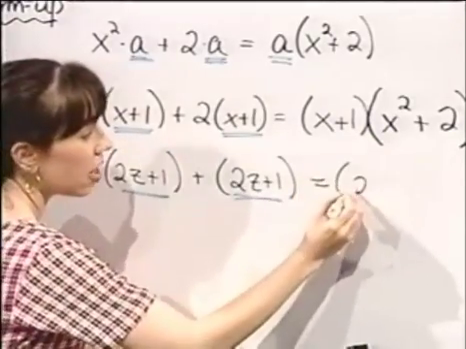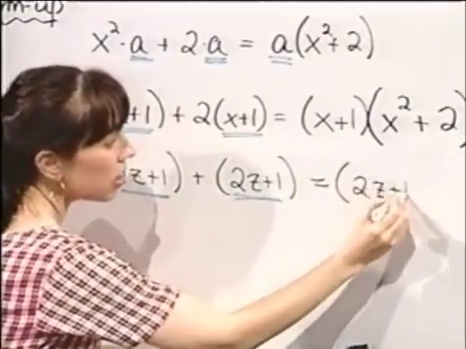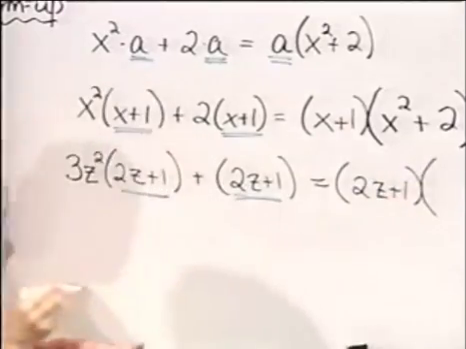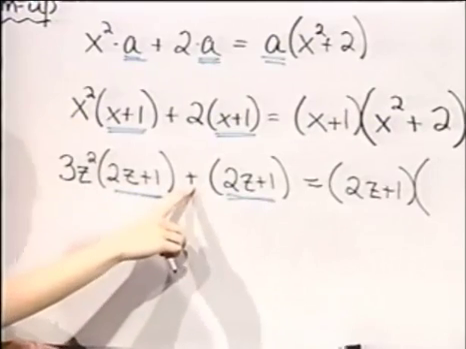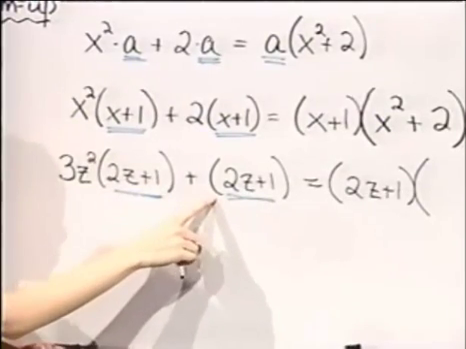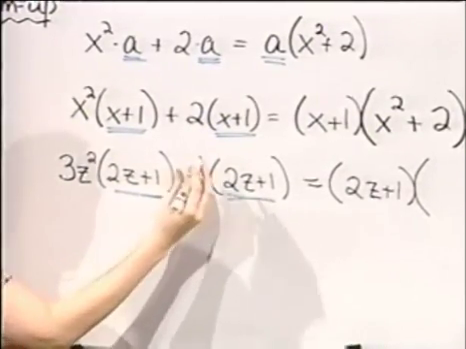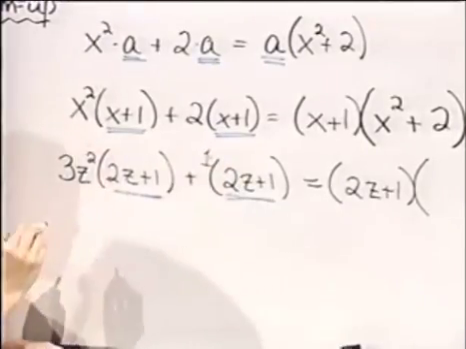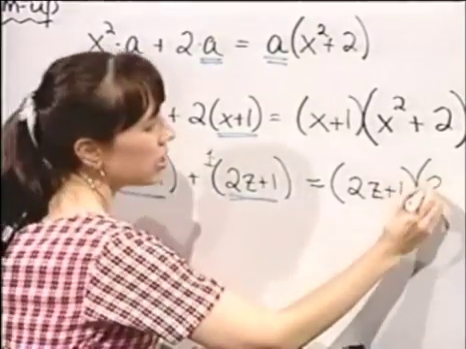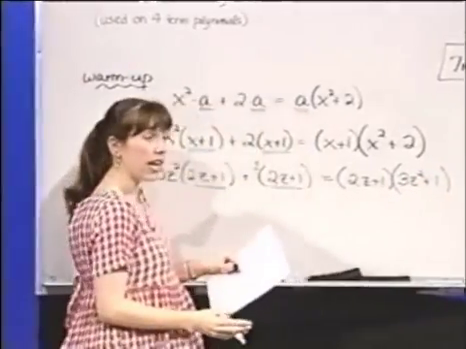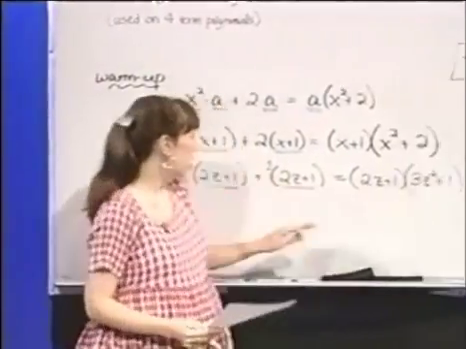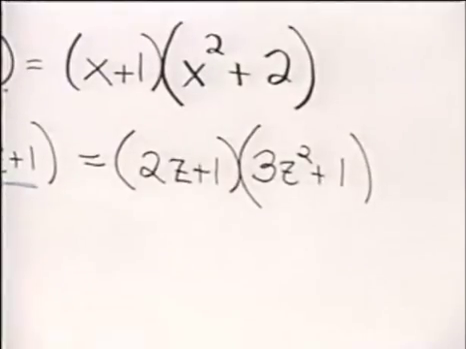So we're going to take out 2z plus 1. And what we're left with is 3z squared plus, and remember this is one of those tricky ones, when you take this away, you're left with just the number 1, right? So that's 3z squared plus 1. Okay? And that's a product expressed from this polynomial.